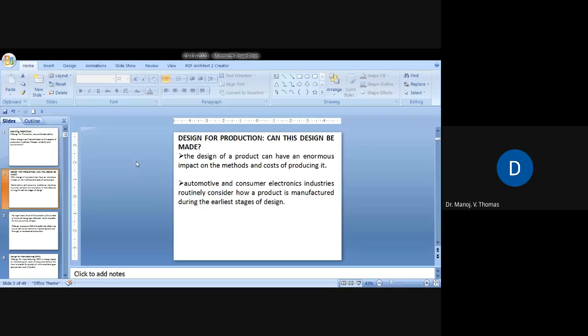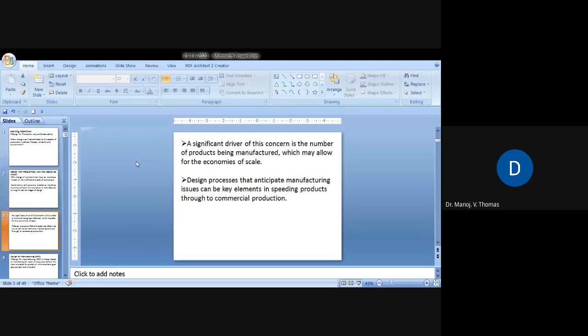So the washing machine, TV, fridge, mobile phone, all are consumer electronics. Industries routinely consider how a product is manufactured during the earliest stages of the design. A significant driver of this concern is the number of products being manufactured, which may allow for the economies of scale, because a company has to produce lakhs of mobile phones, crores of mobile phones. So it should be able to produce in bulk quantities. Whatever design, it should be affordable for the company to produce in bulk quantities. Design processes that anticipate manufacturing issues can be the key elements in speeding products through to commercial production.